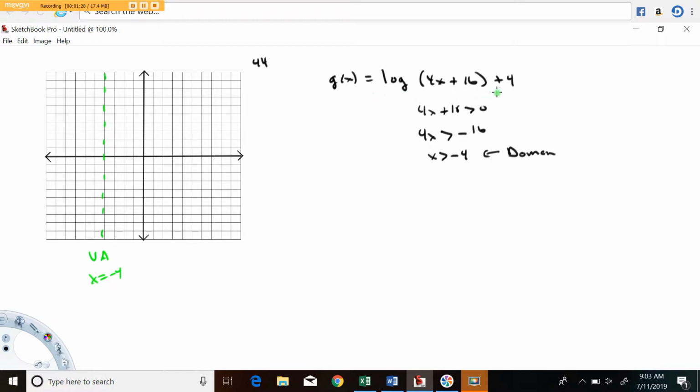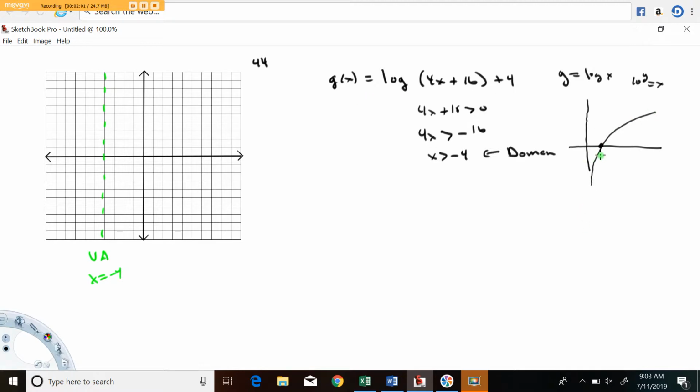Now the parent function, if you will, for this is y equals log x. And if you were to graph a quick sketch of log x, it looks like this. It goes through the point (1, 0). And remember, in exponential form, this means 10 to the y equals x. You can see that it goes through the point (1, 0), because when y is 0, 10 to the 0 is 1. So this graph is going to look something like this.